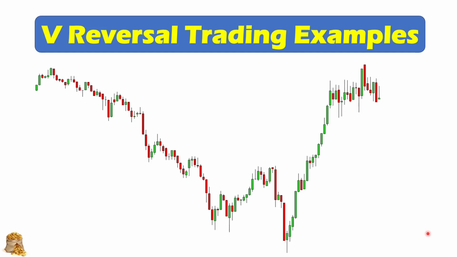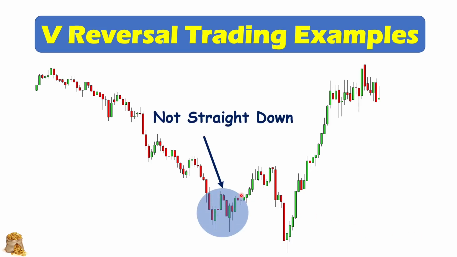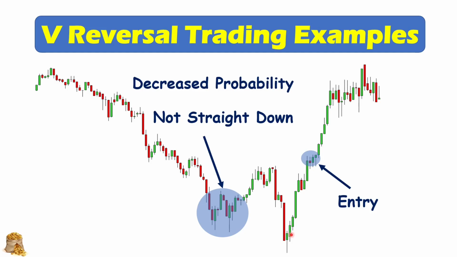Here's another example of the V reversal. However, what is special about this chart is that the downtrend is not very straight down. So we have a pullback here and then it goes up and down. However, later on, you can see that the market takes out this previous major high and then we can enter here. So this is not a very perfect V setup, which means the probability of an uptrend will be decreased. So the market could really go up to test this high and then reverse back.